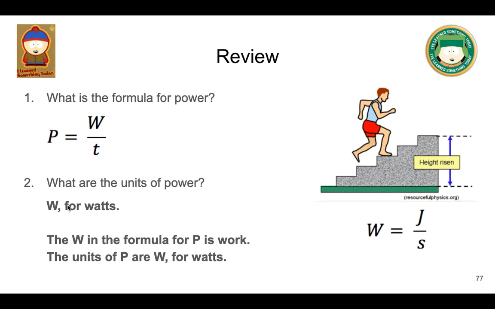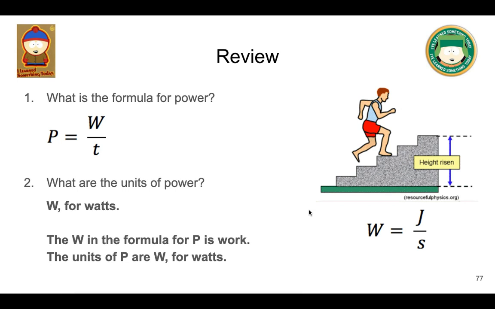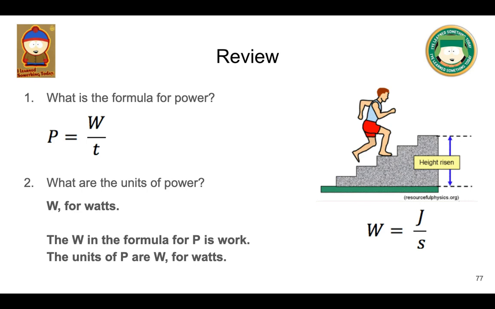watts. W for watts. Again, this gets confusing because in this formula up here, this W is work. Power is work over time. In this little formula down here, this is really the definition of what a watt is. This W doesn't stand for work. This W stands for watt. A watt is a joule per second. It's annoying. It's confusing. I know. I can't help it. Deal with it. So hopefully that helps.